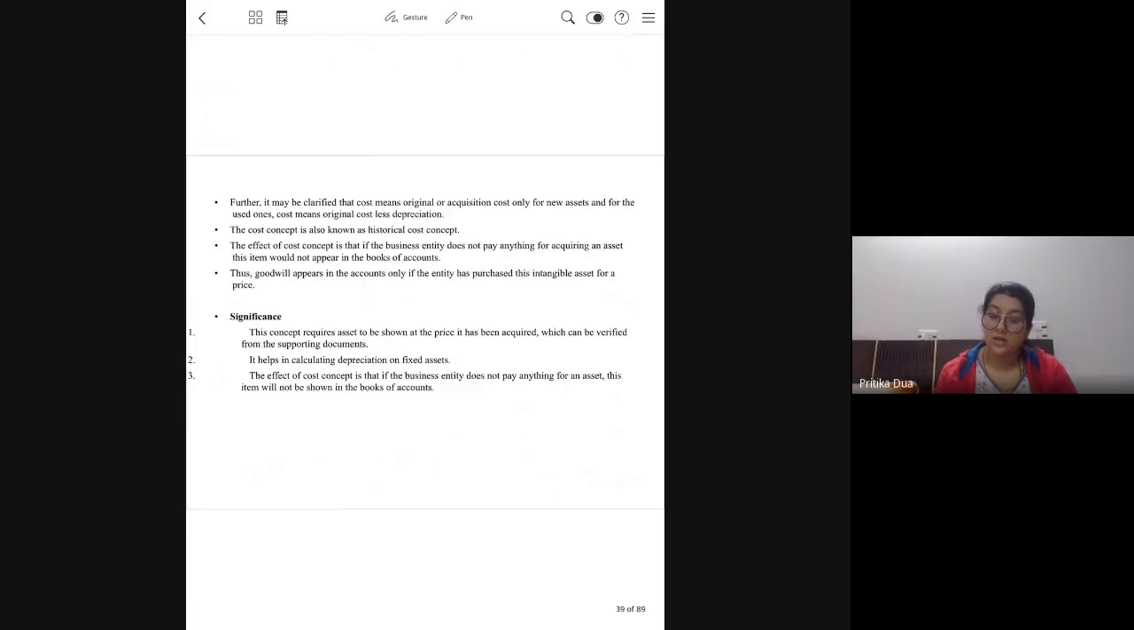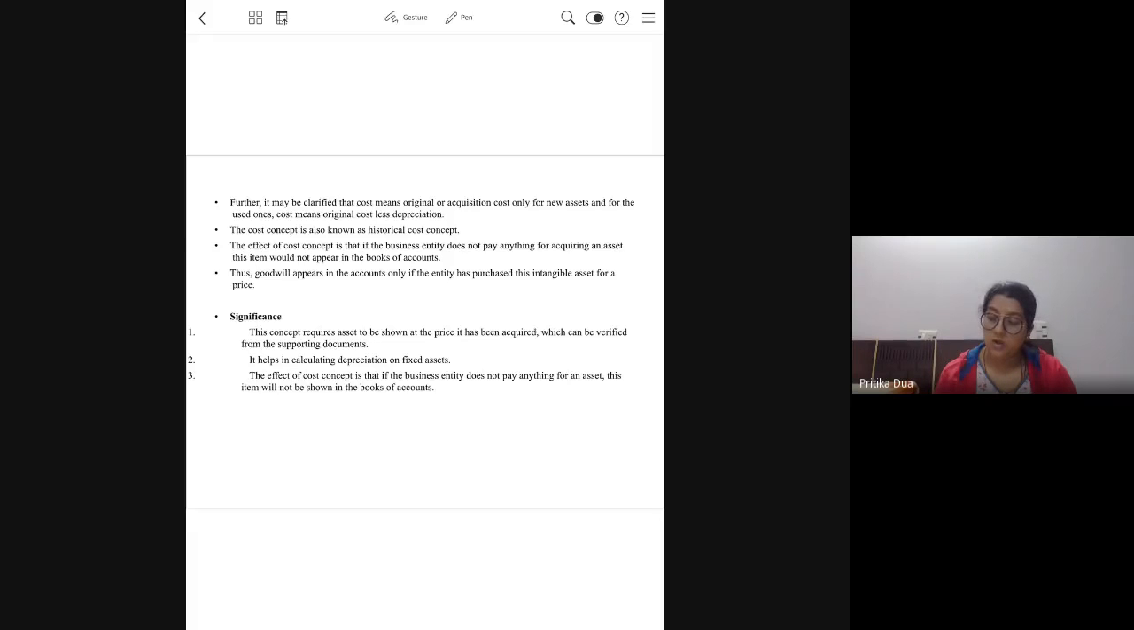Okay. The cost means original or acquisition cost only for new assets, and for used ones cost means original cost less depreciation. So for the time being, we are not talking about used assets. The cost we are talking about now is for new assets, and there we are talking about the purchase price. Okay.